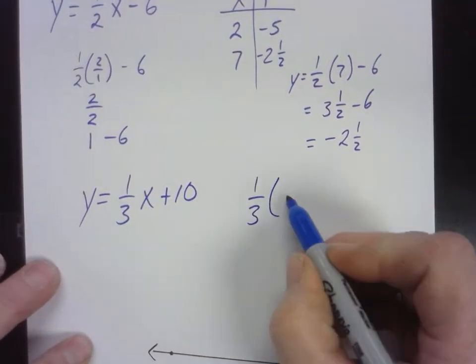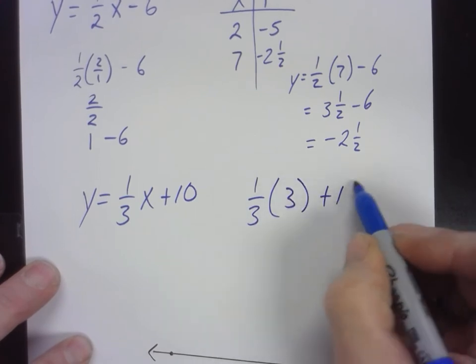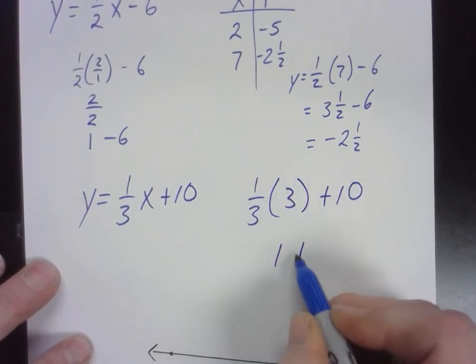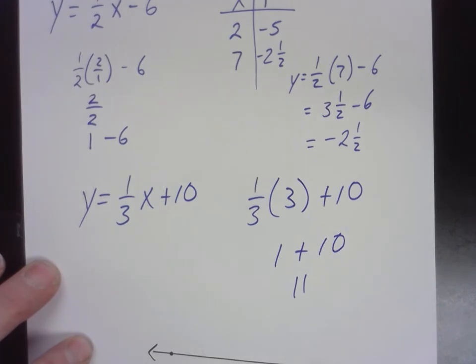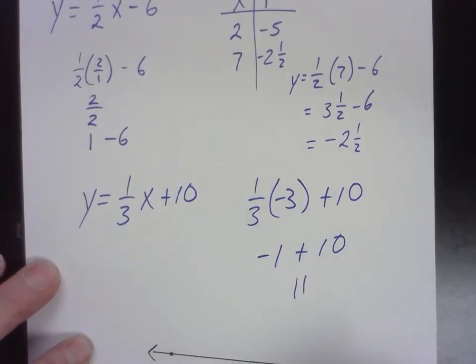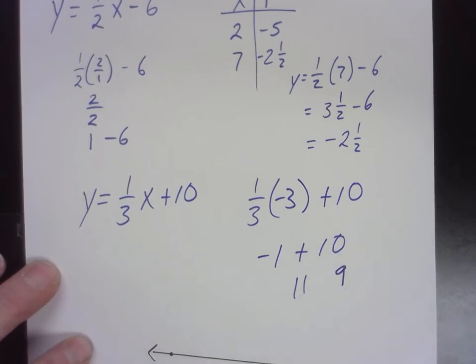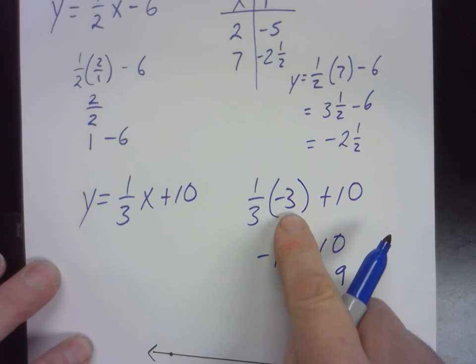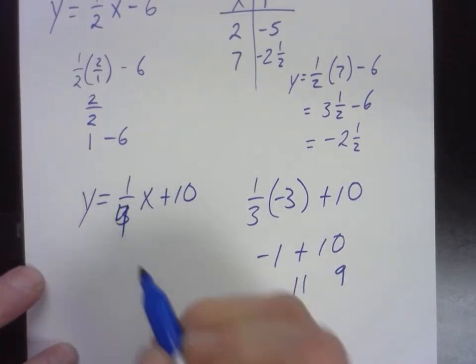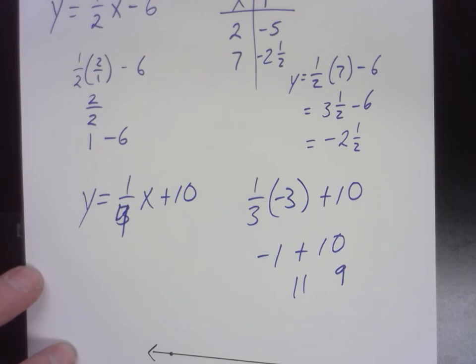I can write on my paper, I'm going to put a 3 in. And that just gives me 1 plus 10, which is 11. And then I can put a negative 3 in, which is negative 1 plus 10, which is 9. I've already got the 3 there, I just changed it to a negative. Okay? If it said 1/4, what would I put in? 4, 0, and negative 4. Or maybe an 8. Or a 12. Something I could take a 4th of, right?